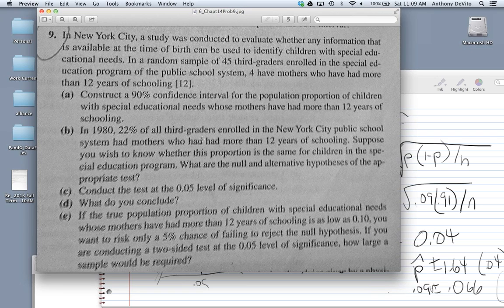So then the next case, they go 22% and so on and so forth. Conduct a test at the 0.05 level. That means a 0.05 level means a 5% chance of error. 5% chance of error is another way of saying 95% certainty, another way of saying 95% confidence interval. So don't let that fool you. Okay, and so on and so forth. I'll leave that up to you.